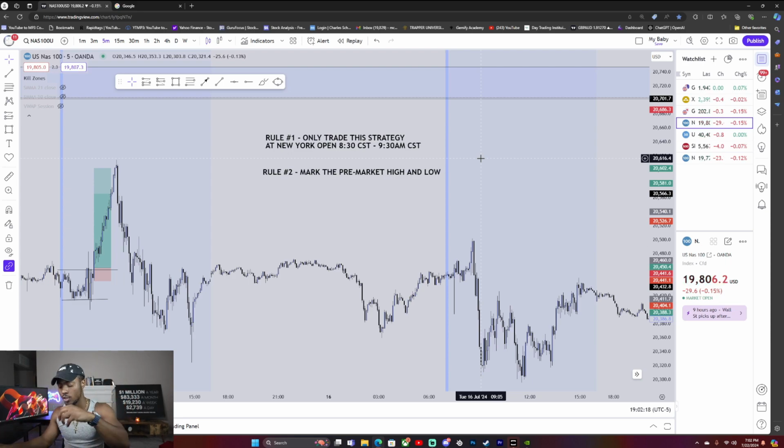So rule number 1, you are only going to trade this strategy at New York Open. For me, that is 8:30 Central Standard Time, and you're really only supposed to look for opportunities all the way up to 9:30 a.m. Central Standard Time. That's when the most volatility is gonna kick in, but there will also be support and resistance, other breakouts that come afterwards. They just won't move as volatile.